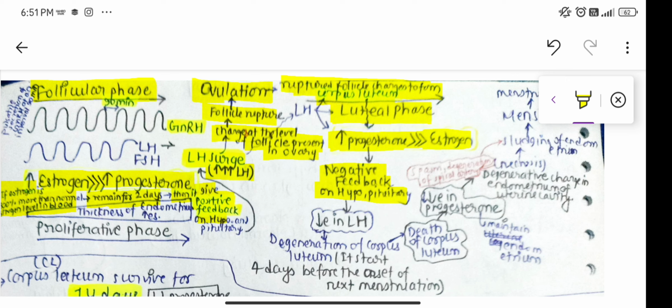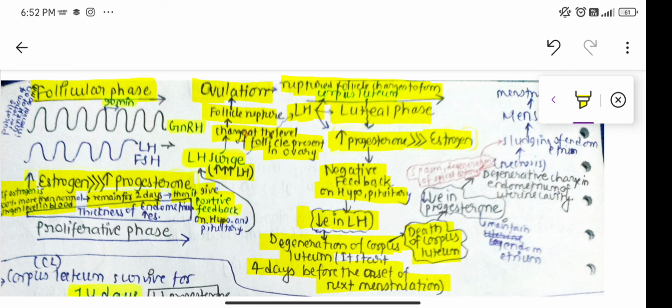So it will decrease LH, the level of LH, and we already discussed that due to LH there is the luteal phase, which means there is a corpus luteum. But if there is a decrease in LH, there will be degeneration of this corpus luteum. The corpus luteum will start to degenerate, meaning there is death of the corpus luteum, and this degeneration occurs 4 days before the onset of menstruation.